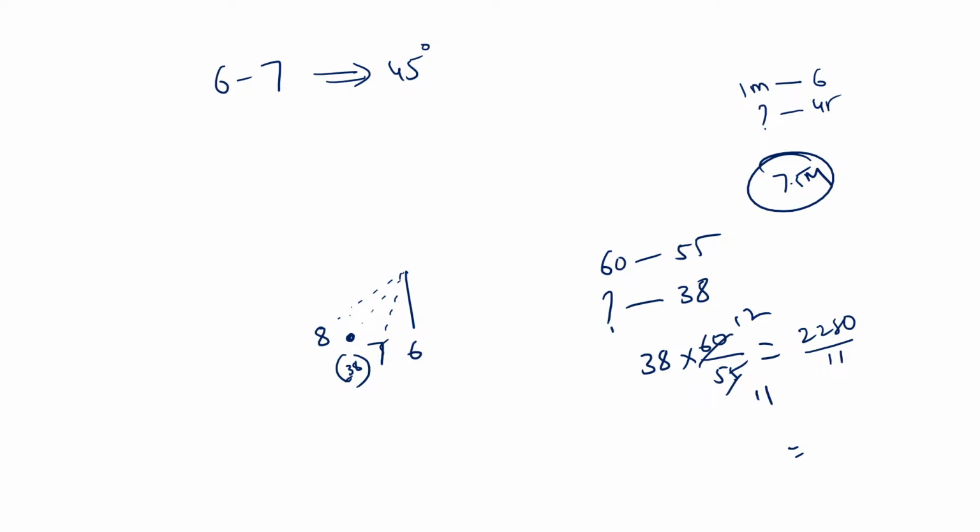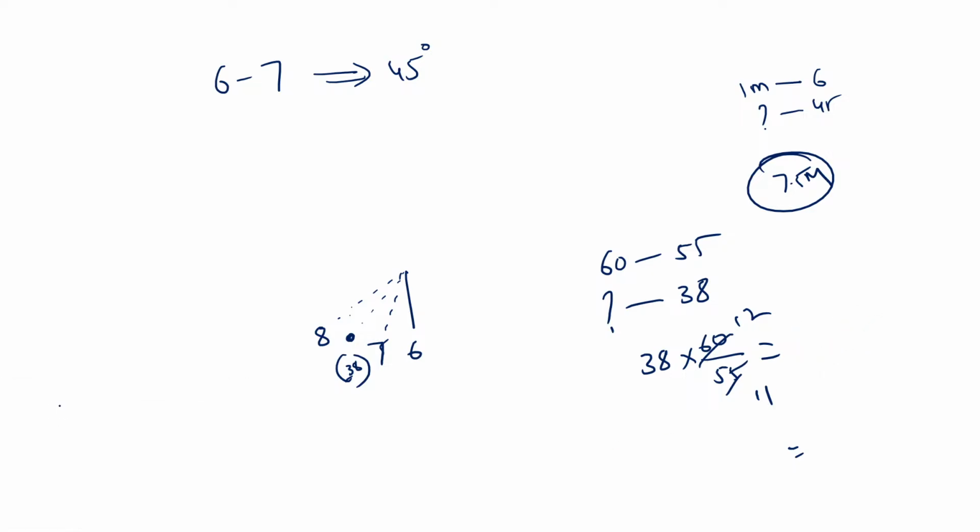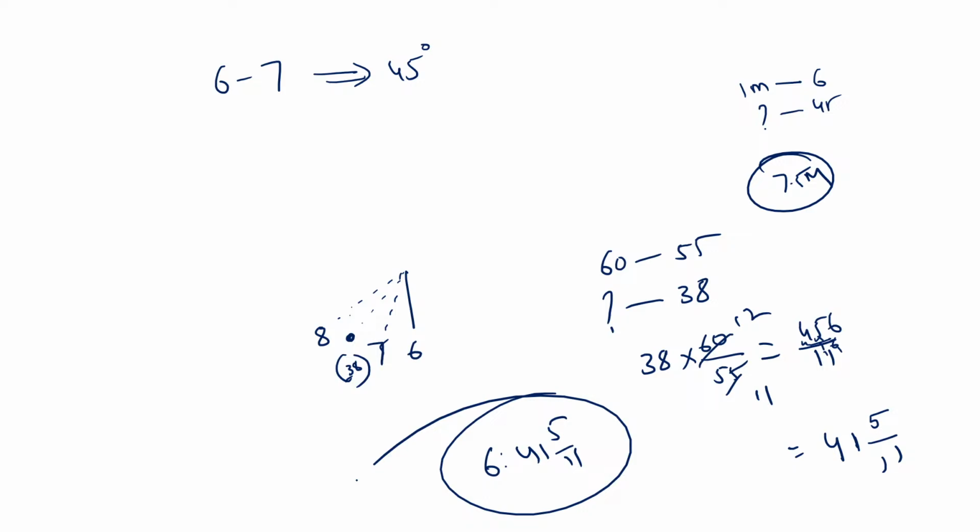Sorry, just 1 second. Don't worry, I will give you the answer. You are having 38 into 12, that is 456. 456 by 11. 4 11s are 44. Again 16. 1 11 is 11. You are going to have 5 by 11. So I thought the answer is 638, but the answer is going to be 641 5 by 11. I just need to maintain that gap.